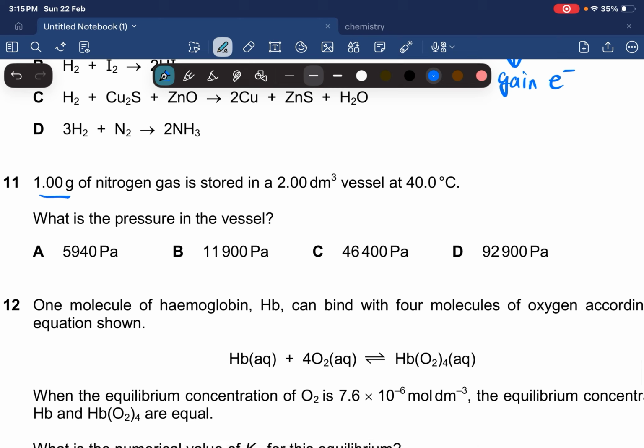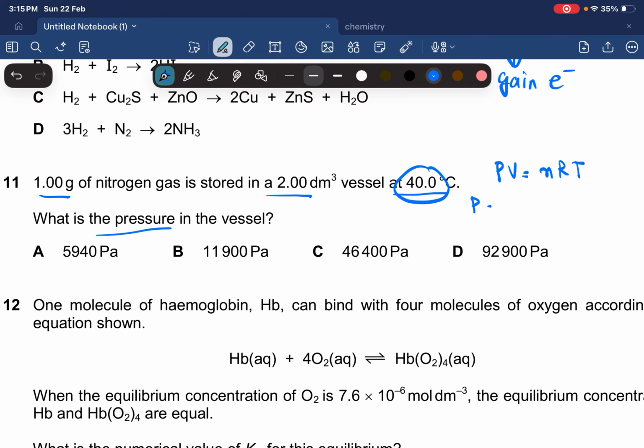1 gram of nitrogen gas is stored in a 2 dm³ vessel at 40 degrees Celsius. What is the pressure in the vessel? We don't have room temperature. That means we cannot use any of the moles formula or volume 24. We have to use PV equals nRT. We've got to find out the pressure. We're going to rearrange the formula. It's going to be nRT upon volume.